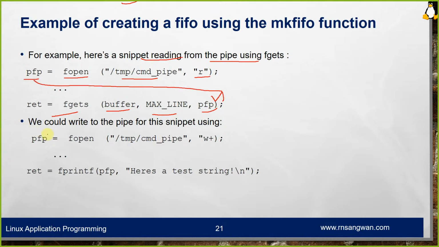We could write to the pipe using this snippet: pfp fopen for write purpose, and fprintf, that is print to the pipe, with a text string, and this is the pointer we are specifying here, pfp. This is the pipe file pointer, that's the abbreviation used in these names.